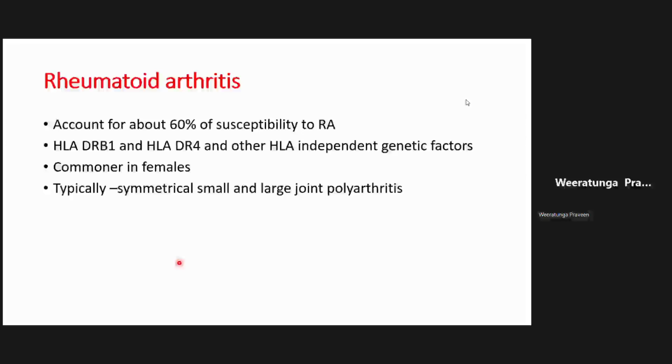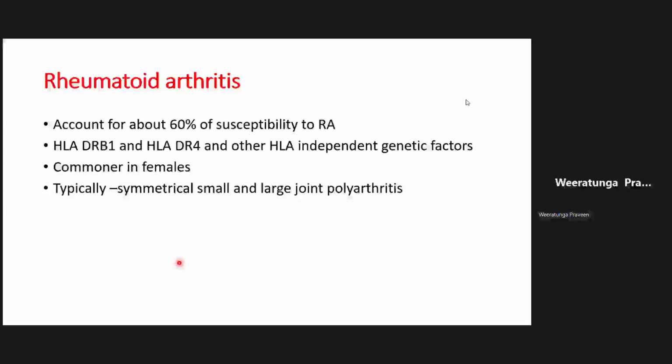Right. So nodal OA is also age related, not so much weight related. Age definitely, yes. Weight related osteoarthritis mostly we see in hip and knee osteoarthritis. Nodal is more familial and is age associated.